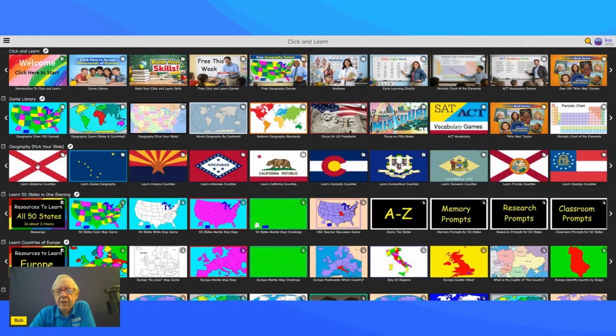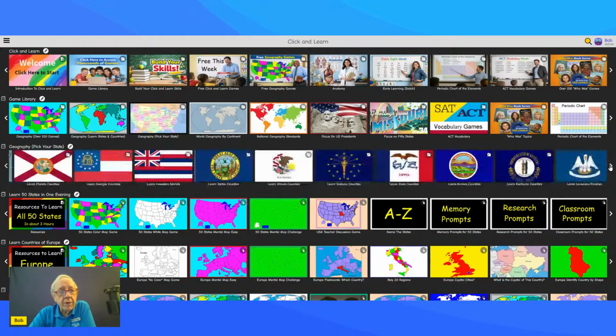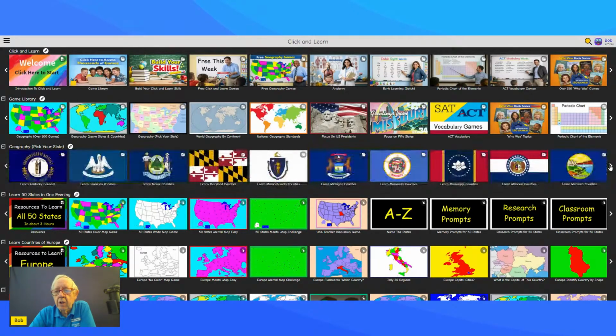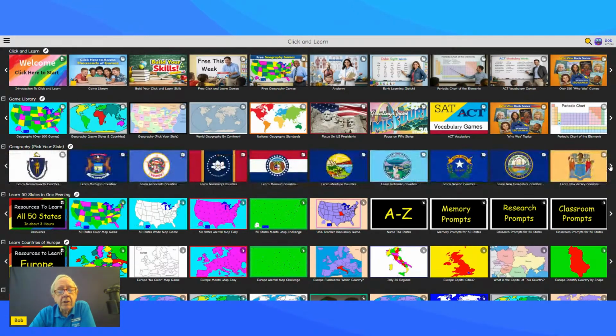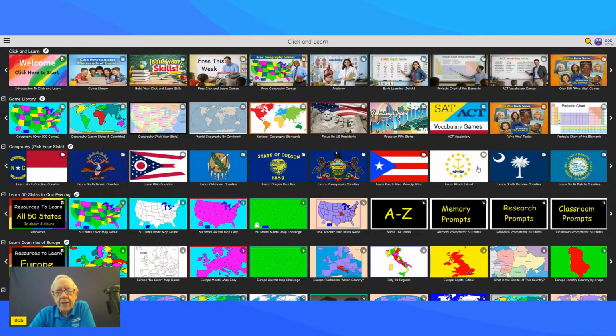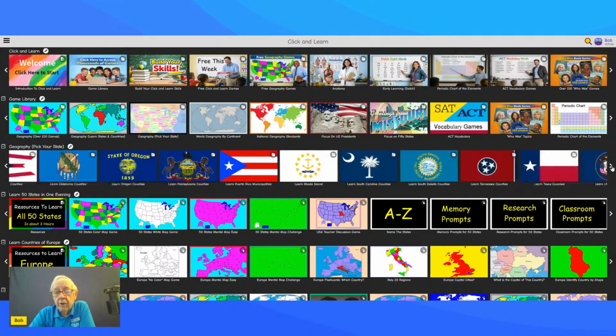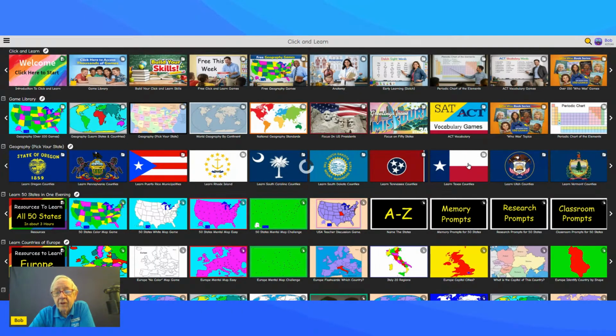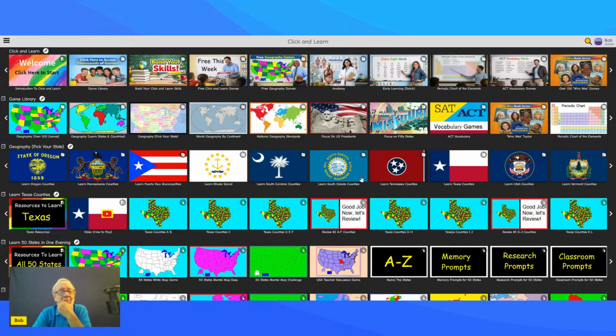We have a set of games for all of the 50 states, plus Puerto Rico. We just got back from Puerto Rico about a month ago, actually a month ago today, and we have included Puerto Rico games right in with all of the 50 state games, so it's easy for you to find if you'd like to learn the municipalities of Puerto Rico. But I'm going to continue scrolling across to Texas. I'm going to select the Texas thumbnail.